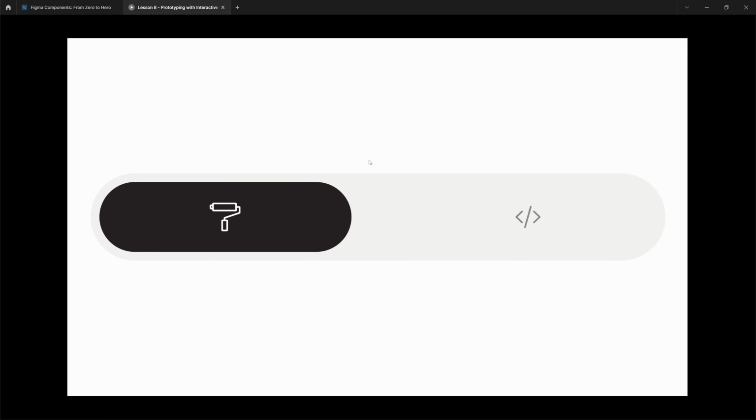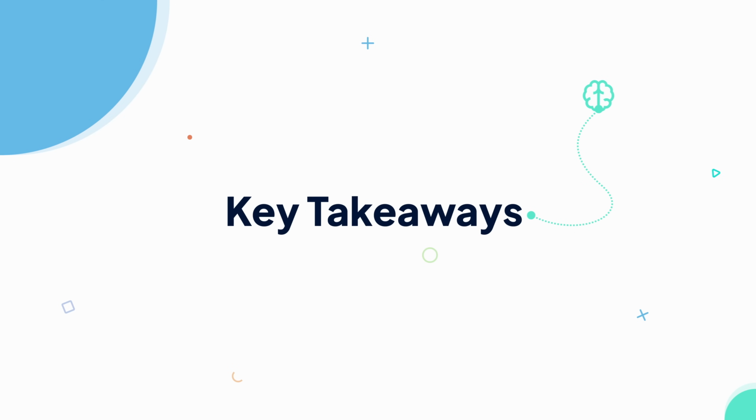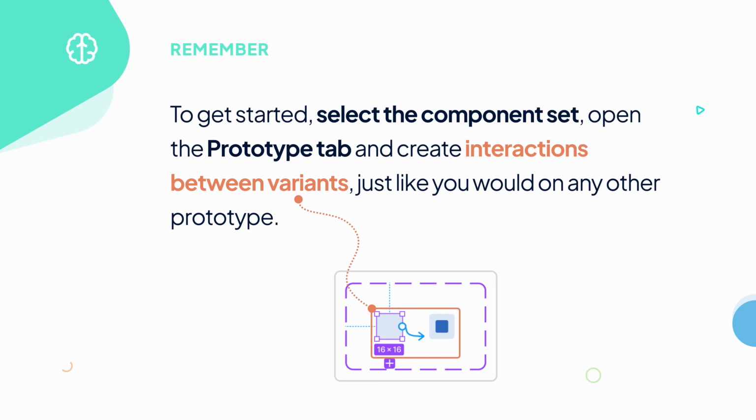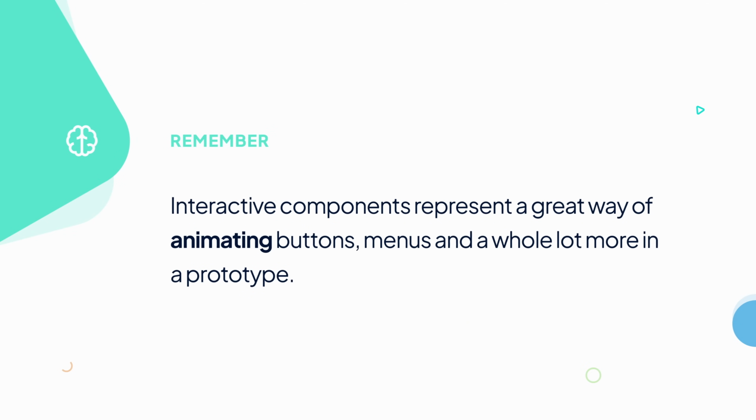And that's a simple way of adding animation to buttons, menus, and a whole lot more in a prototype by using interactive components. Now, some final key takeaways. Figma lets us create interactive components that give us the option to switch between different variants in a prototype. To get started, select the component set, open the prototype tab, and create interactions between variants, just like you would on any other prototype. Interactive components represent a great way of animating buttons, menus, and a whole lot more in a prototype.